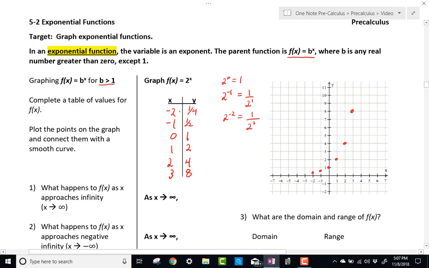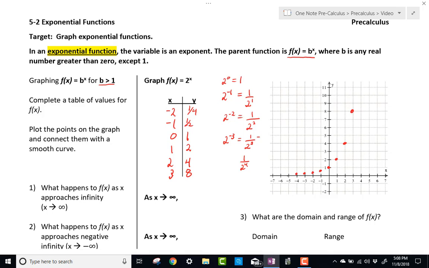Now, what about -3? What if I went to 2 to the negative third power? Can you take a guess at what that would equal? This would be 1 over 2 to the third. Well, that's 1/8. Okay, so now at -3 I'm at 1/8. And if I did 2 to the negative fourth, that would be 1 over 2 to the positive fourth. That would be 1/16. And I could keep going and going and going, but I'm never going to reach 0 here.